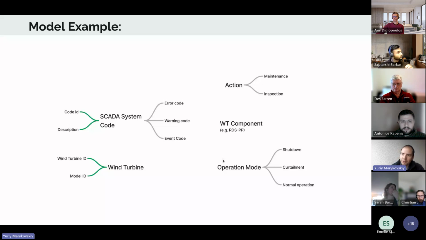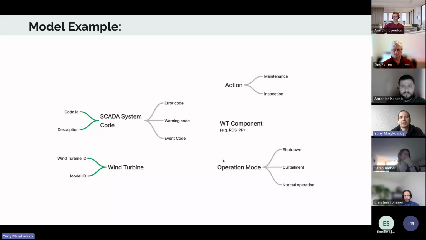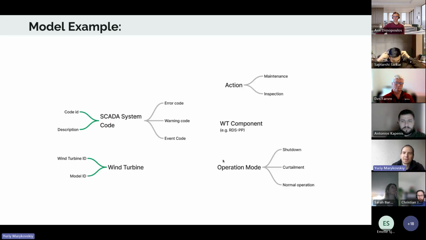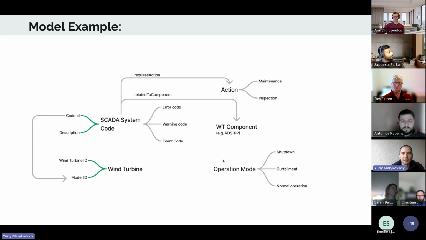It doesn't have to use any technology like semantic web or unified modeling language. You can just start throwing things on the whiteboard and defining what important concepts we need to know. We need to know the SCADA system code, and some kind of action components, like maintenance or inspection. Why do we need that? Because usually some SCADA system code may require an action: maintenance, inspection, or no action. Some SCADA system codes can be related to a certain component, and then we can connect those components to already existing models, like the RDS-PP I mentioned before, or any other kind of model that is used within the organization.